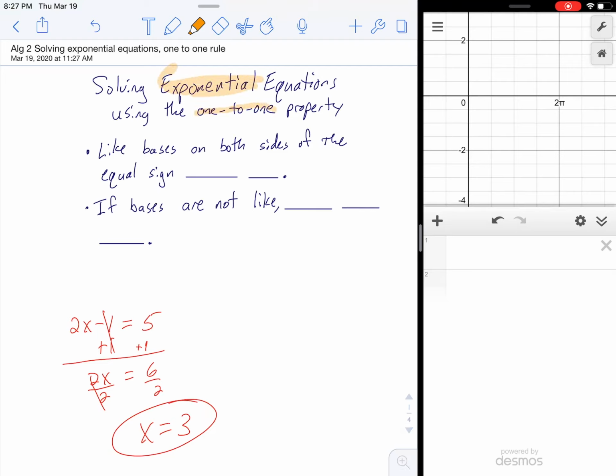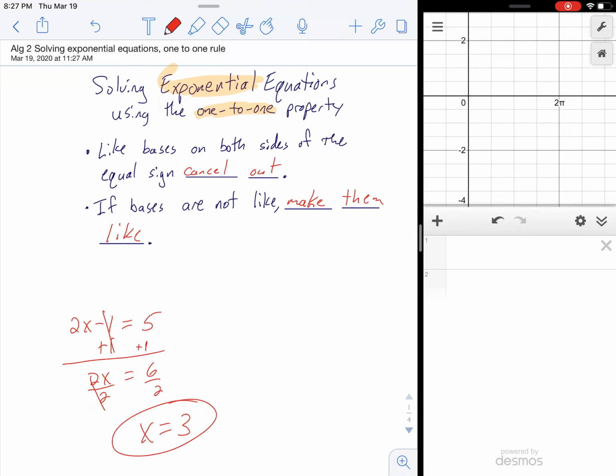We're going to use something called the one-to-one property. I'll explain that as we go. But essentially, here's what it means. Like bases on both sides of an equal sign cancel out. If the bases are not like, then we can make them like. So that's our goal.